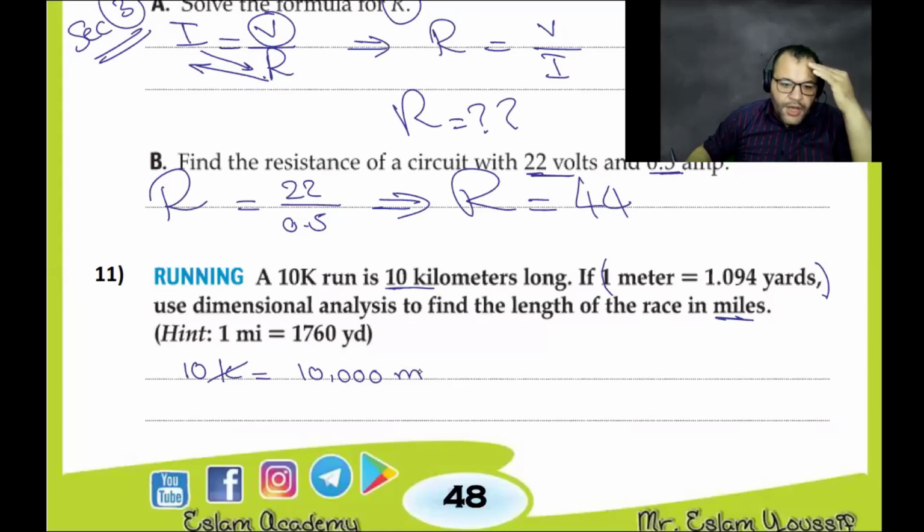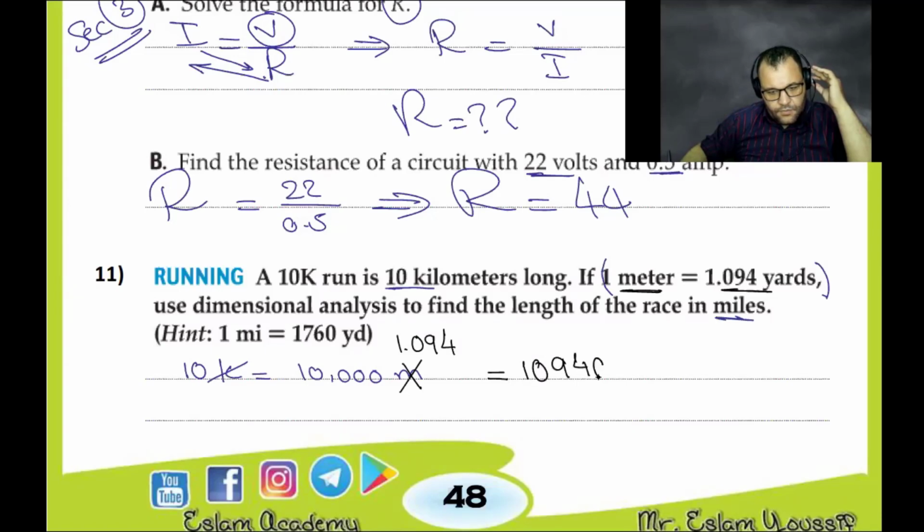Now, 1 meter is 1.094 yards. I will replace meter with 1.094 yards. So the answer now will be 10,940 yards. Now I need to convert from yards to miles.